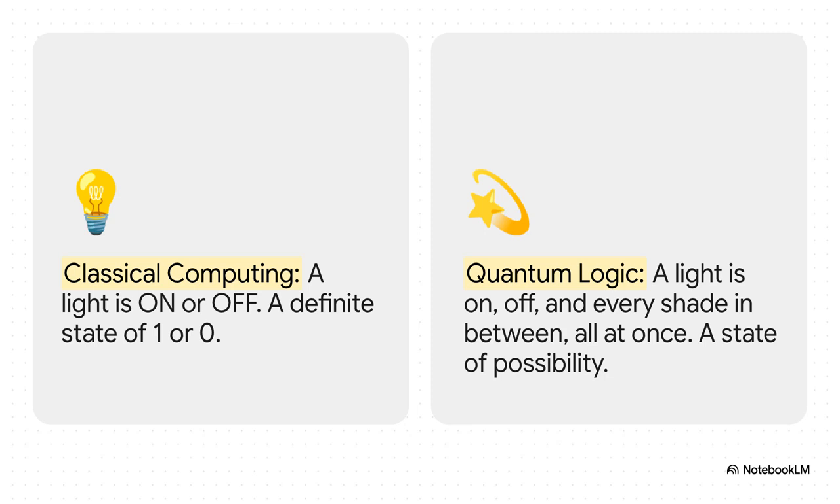So what exactly is quantum logic anyway? This analogy actually makes it pretty clear. Classical computing is binary, right? It's like a light switch. It's either on or it's off. But quantum logic, that's like a dimmer switch with infinite settings. It allows a particle, or in this case a thought, to be on, off, and every shade in between all at the same time. It's literally operating in a state of pure possibility, and that is the key to its creative power.